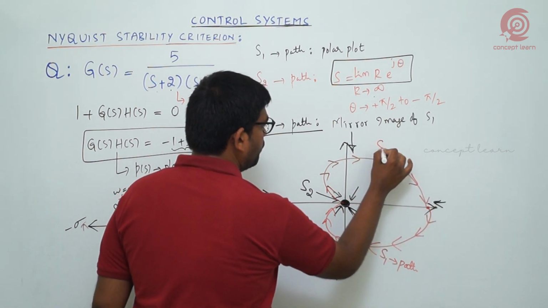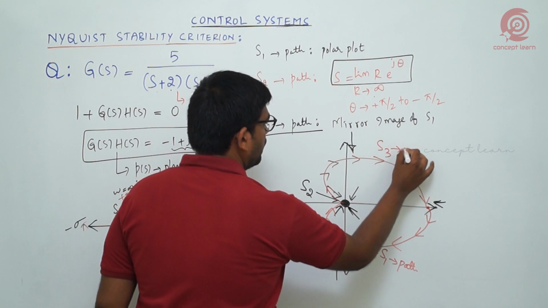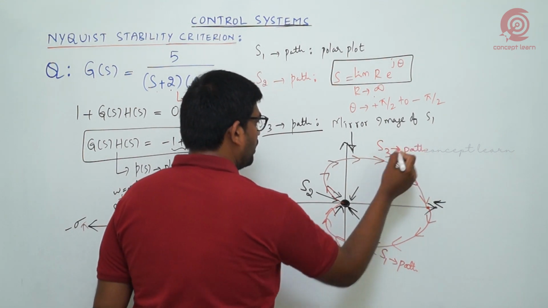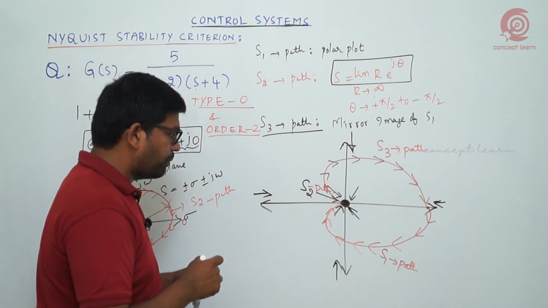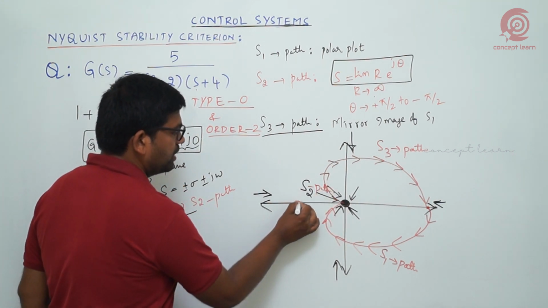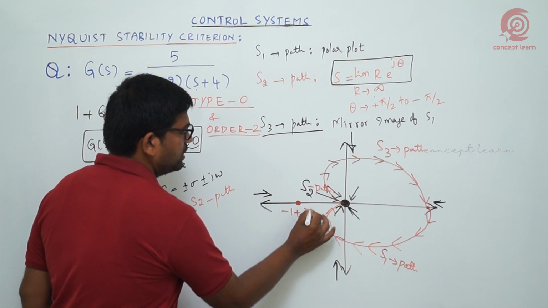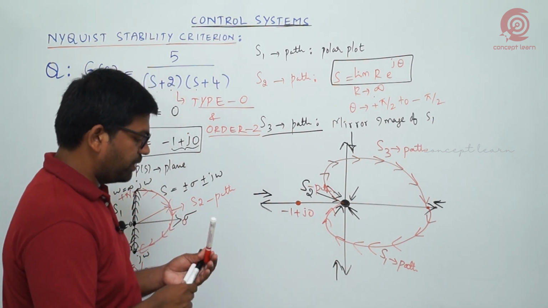So we completed it: we mapped the entire right half S plane points towards the G of S plane. But what is the critical point? The critical point is present here, that is -1 plus j0. Now apply the principle of argument.